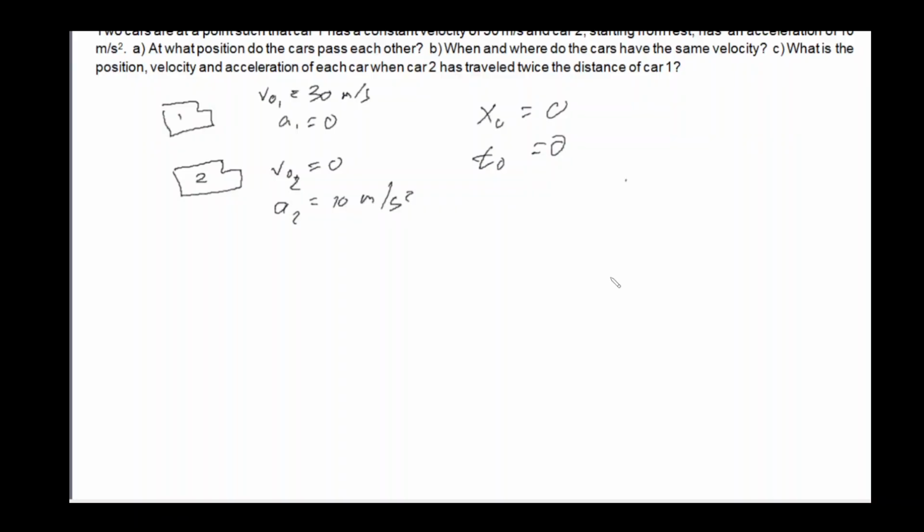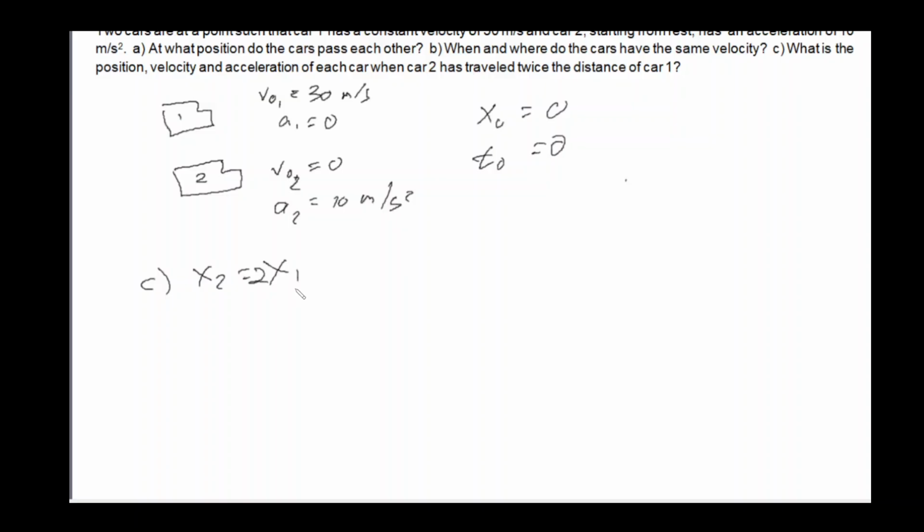For part C, we want to know the position, velocity, and acceleration of each car when car 2 has traveled twice the distance of car 1. So when car 2 has traveled twice the distance of car 1, we actually are looking for when x2 equals 2 times x1.